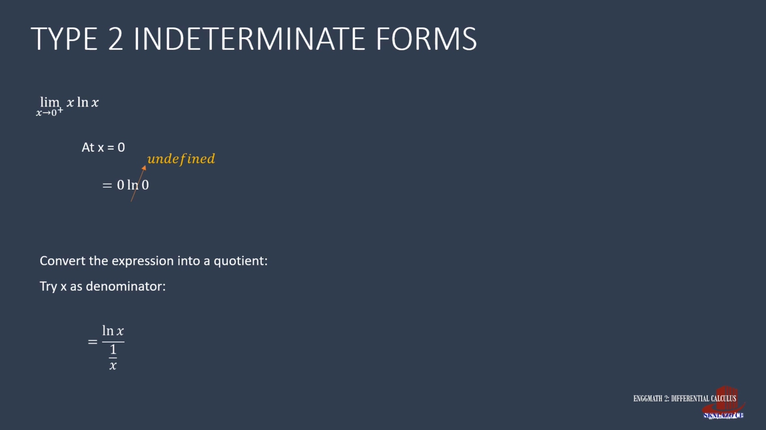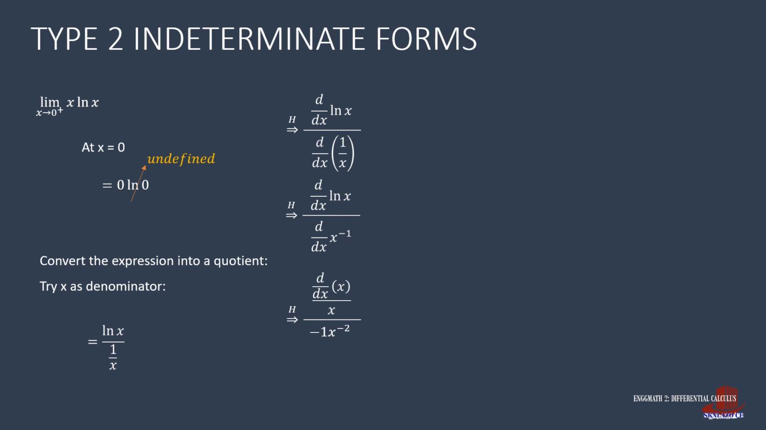Having a quotient, we can now apply L'Hopital's rule, where we take the derivative of the numerator ln of x and the derivative of the denominator 1 all over x. Here, we have it transformed into x raised to negative 1 to easily use the power rule. The derivative of ln of x follows the rule u prime all over u. In the example, that would be the derivative of x all over x. In the denominator, the derivative of x raised to negative 1 is negative 1 times x raised to negative 2 when we apply the power rule.